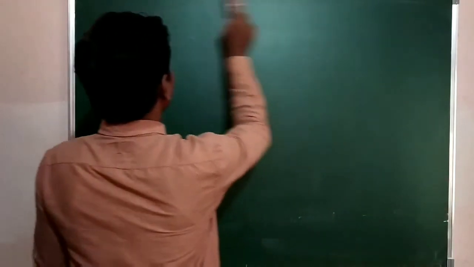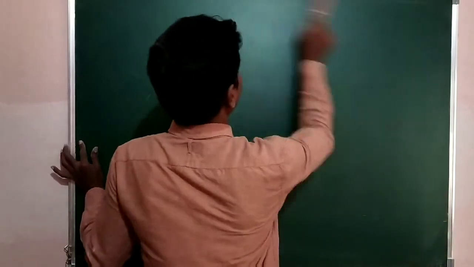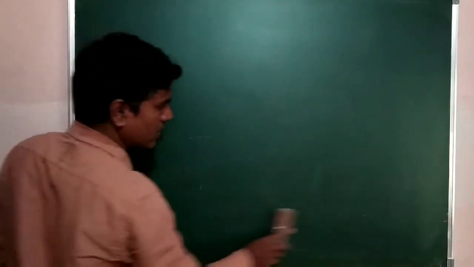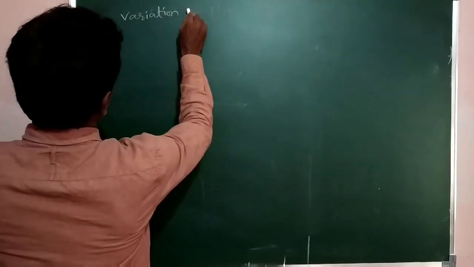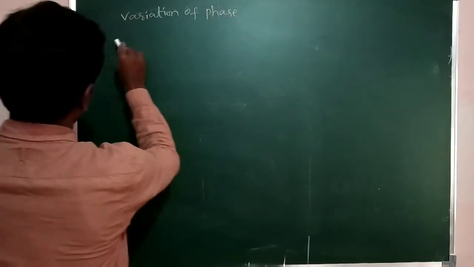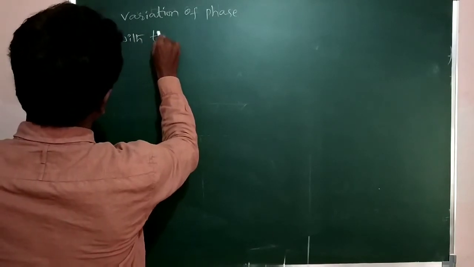If we take the negative sign, the wave moves forward. If we take the plus sign, the wave moves backward. Variation of phase with the time.